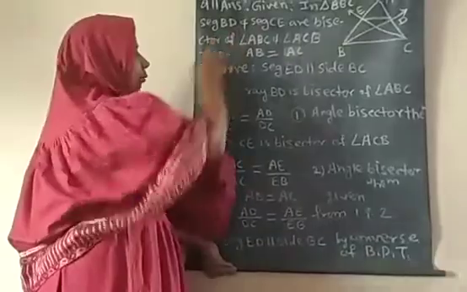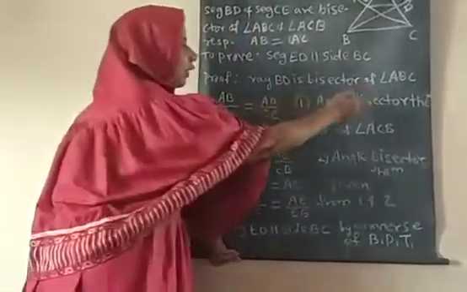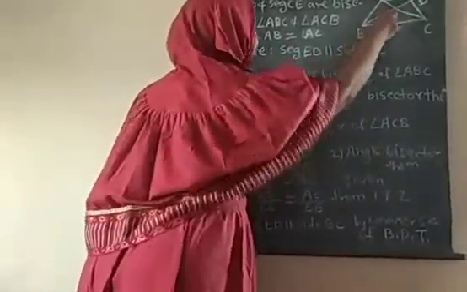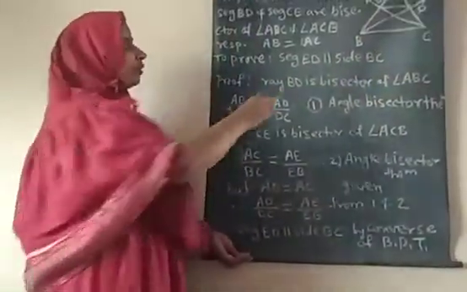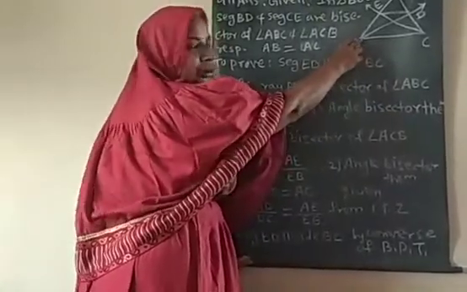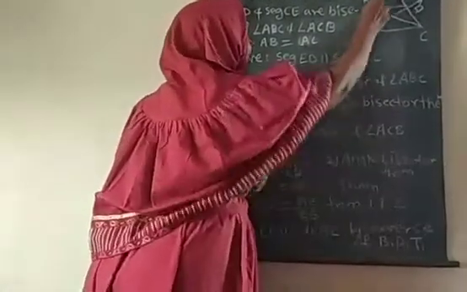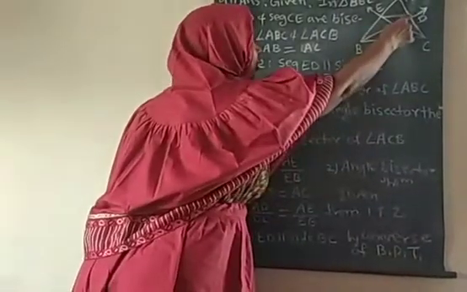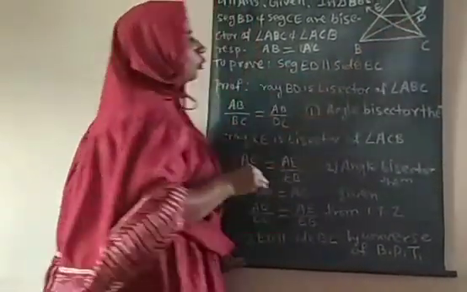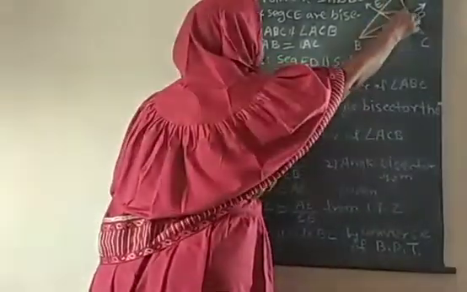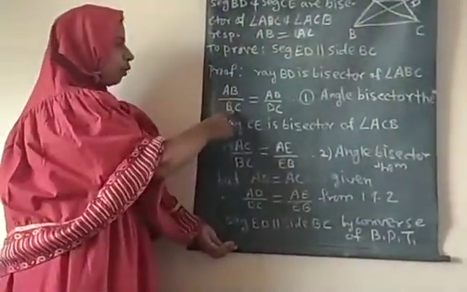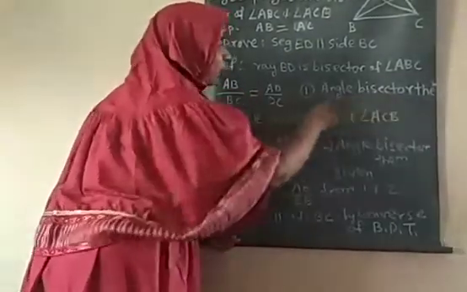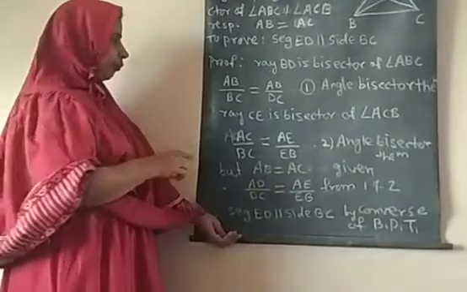Now since angle bisectors are given, we use the angle bisector theorem. First we consider ray BD is the bisector of angle ABC. Here angle B is bisected, so the sides are AB and BC for the vertex B, and this bisector intersects the AC side at D. Therefore the ratios are AB upon BC equal to AD upon DC, equation number 1, according to the angle bisector theorem.